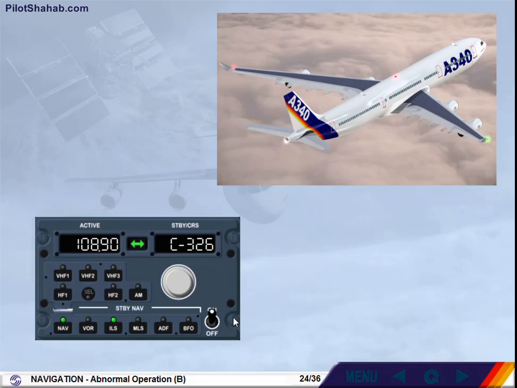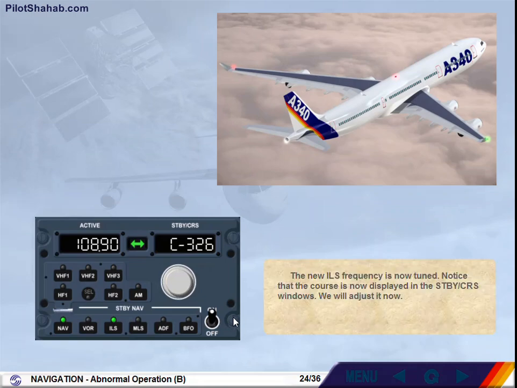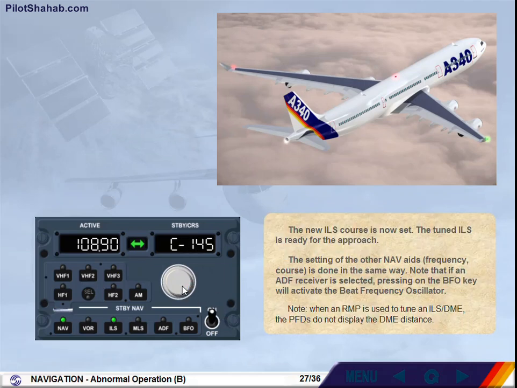Notice that the course is now displayed in the standby course windows. We will adjust it now. Select ILS course to 145. The new ILS course is now set. The tuned ILS is ready for the approach. The setting of the other nav aids, frequency, course, is done in the same way.